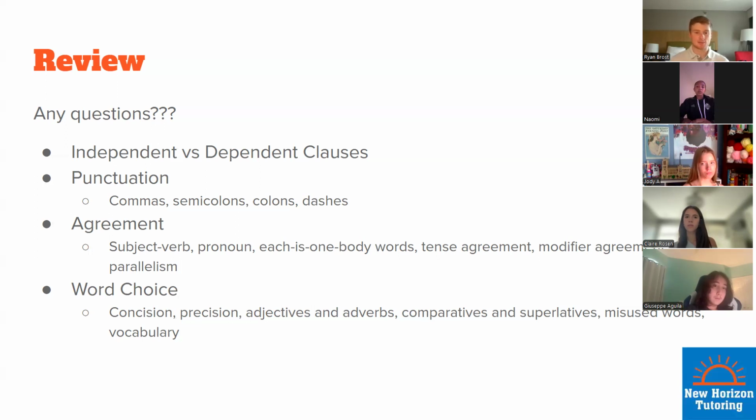And adjectives and adverbs, the difference between those, like the "-ly" at the end, like gentle versus gently. Comparatives and superlatives. Comparatives are when you're comparing two things, so "he is bigger than John," "he is faster than John." Whereas superlatives are the biggest, strongest, fastest. That's when you're comparing three or more things. Finally, misused words and vocabulary. We went through some of the most common tested words there.